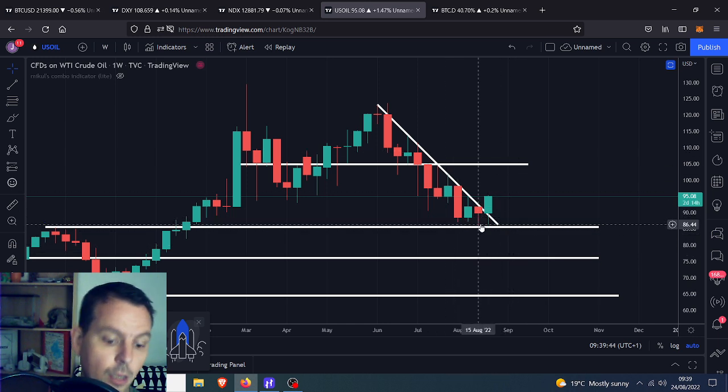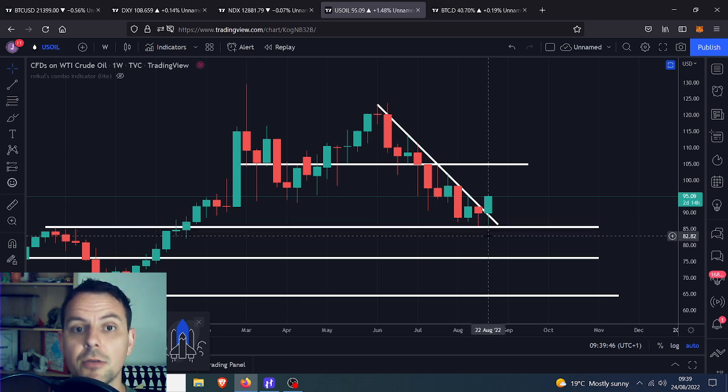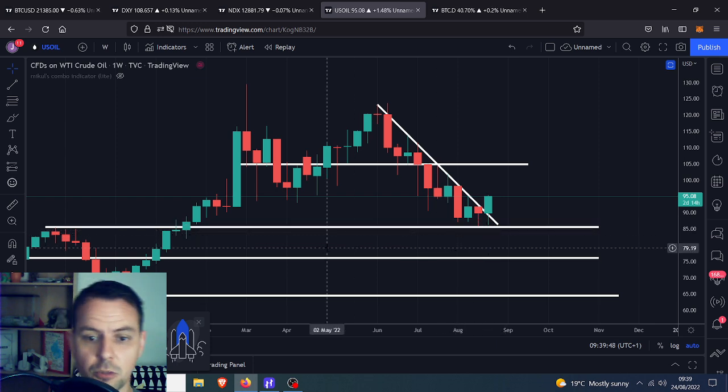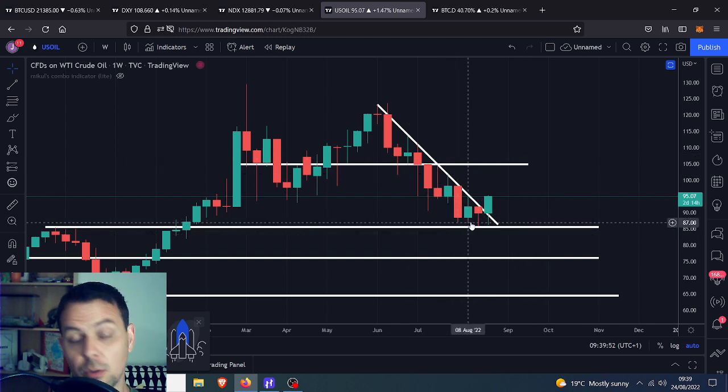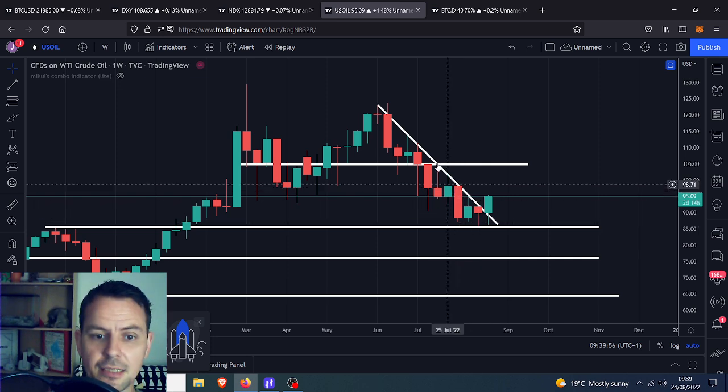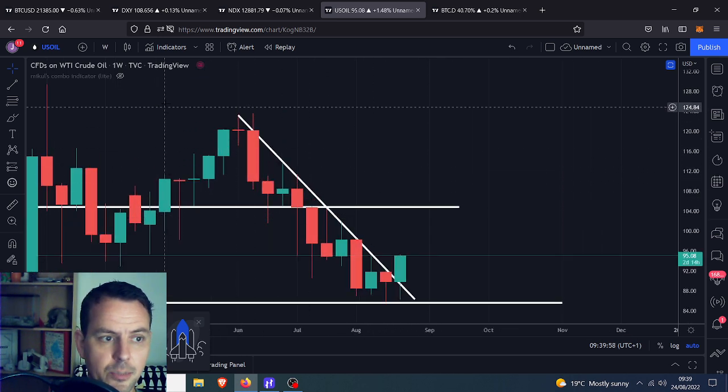I've made no secret that I was going long on this. I don't do derivatives much, but I was going long on oil with the aim to move it to between 100 and 104 to start with. And I think that looks to be most likely the case. We are on a weekly here.